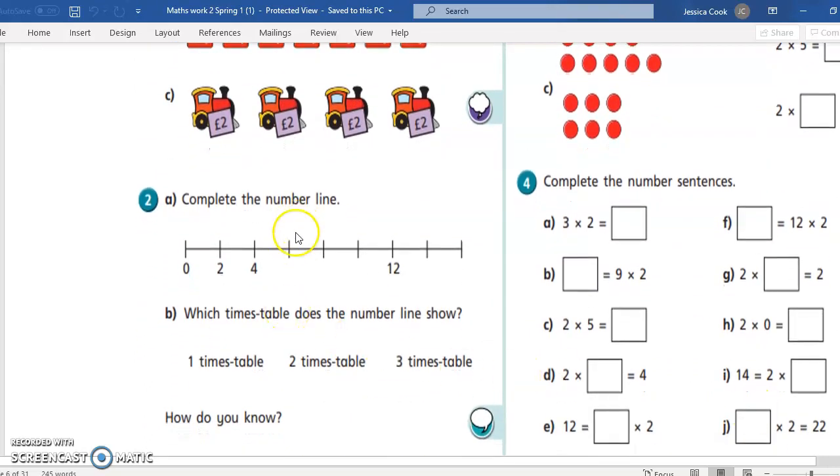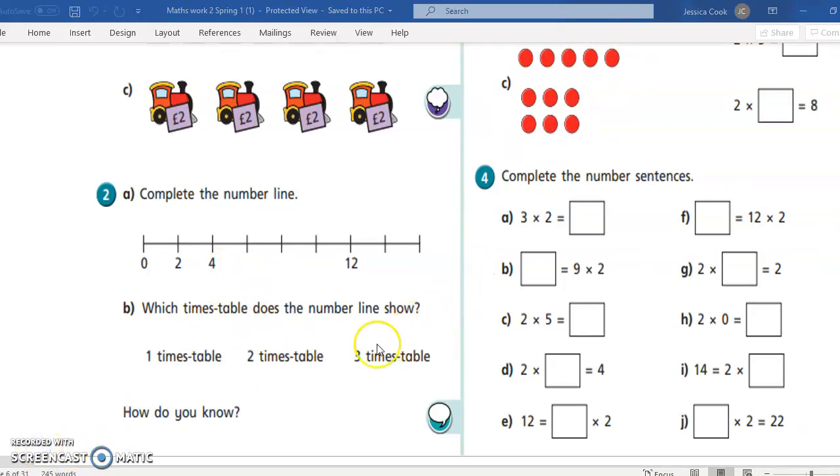Here, I would like you to fill in the missing parts of this number line. What do we think it's counting in? 0, 2, 4. I think it's counting in 2s, isn't it? Okay, so let's get on with this question here. Which times table does the number line show? Does it show the 1 times table? Are we counting in 1s? No. Does it show the 2 times table? Are we counting in 2s? Or does it show the 3 times table and we're counting in 3s? You need to put a circle around the one that you agree with there and say how you know that. How do you know that that is correct? Okay.